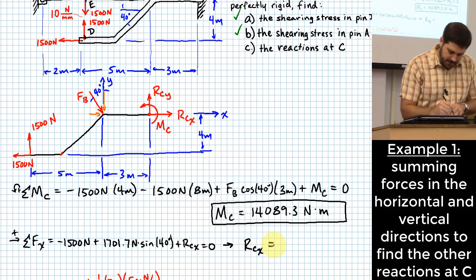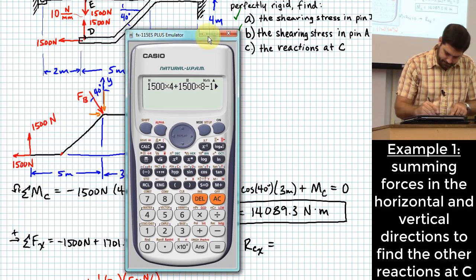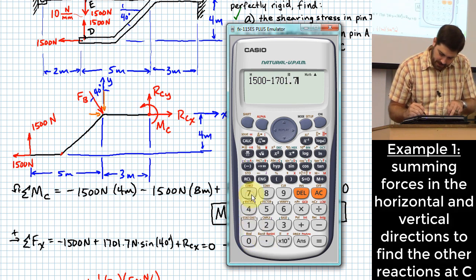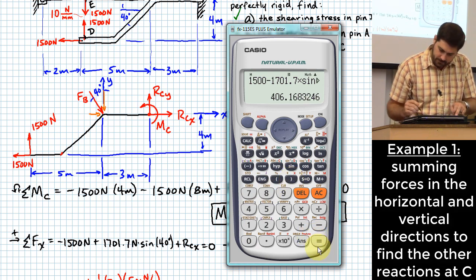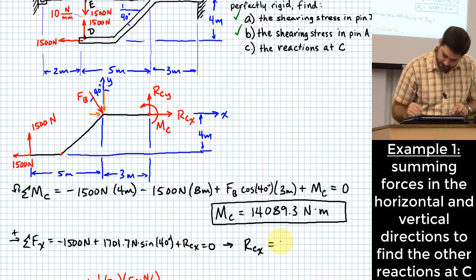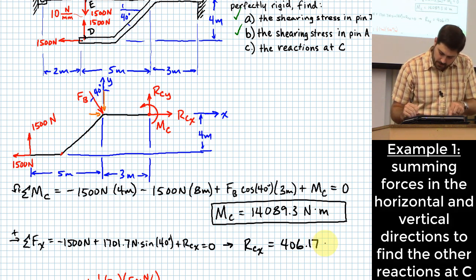So RCX just ends up being 1,500 minus 1701.7 times the sine of 40, which is 406.17. Units? Newtons.